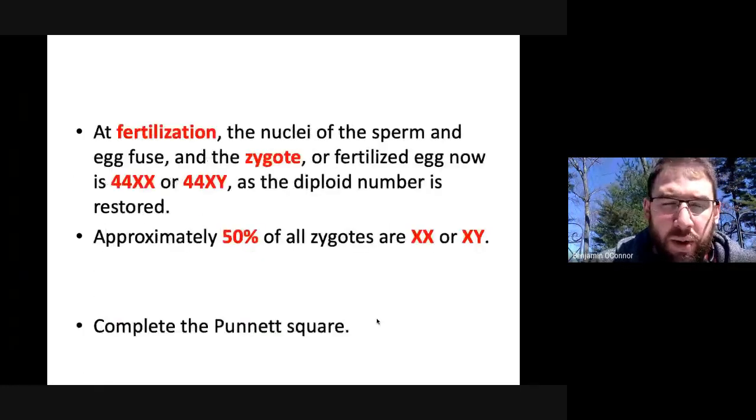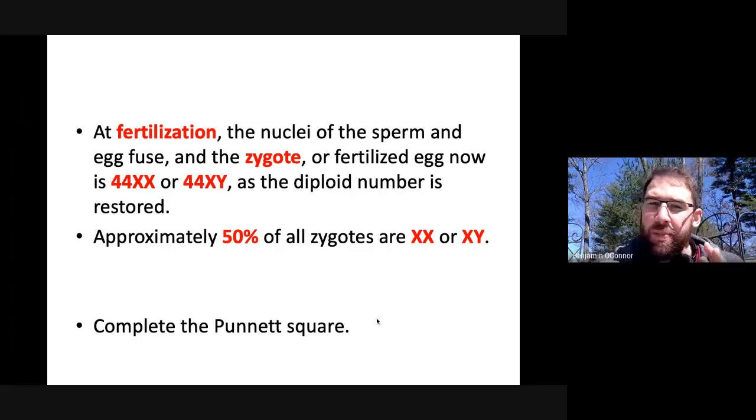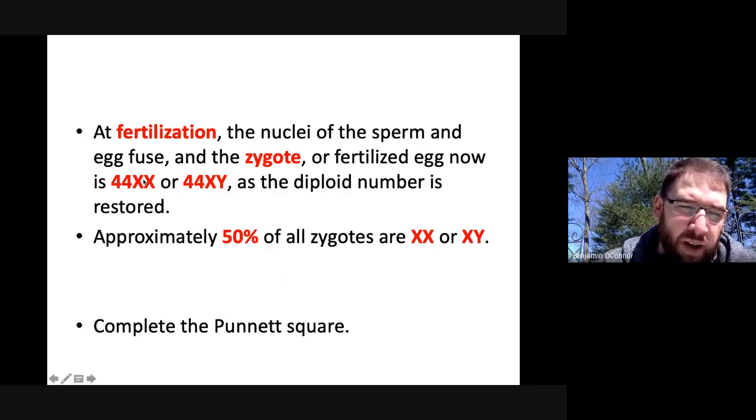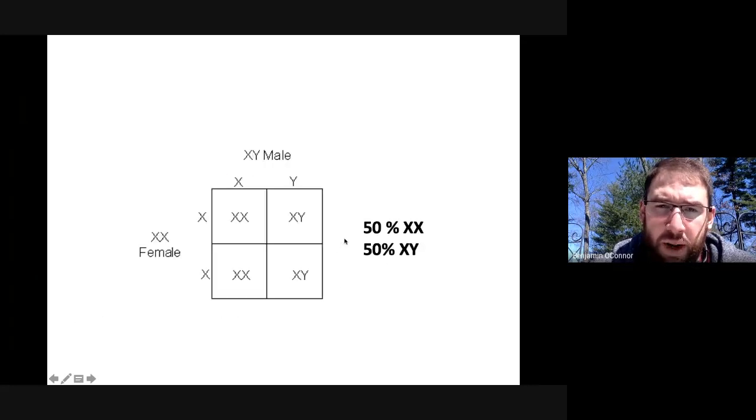We're going to see a Punnett square soon. At fertilization, when that sperm and egg meet up in some happy way, the nuclei of the sperm and the egg fuse, and then they form a zygote or a fertilized egg. And again, this is that 44XX for a female, or a 44XY if it was a male. And that diploid number just came back. That means that once you have 2 gametes merging in fertilization, you are now creating a diploid zygote. 50% of all zygotes are XX or XY, and then we'll see that in a Punnett square right here.